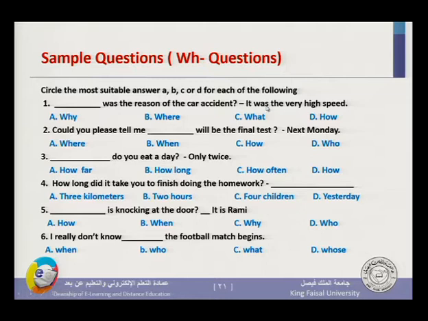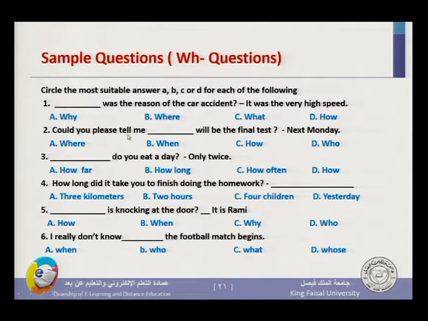Look at the answer. It was the very high speed. Then I should ask about what was the reason. Good. What was the reason? See here? In the answer we have was already, then I use it. What was the reason? Was the reason, not the reason was. Okay? And it refers to the reason.